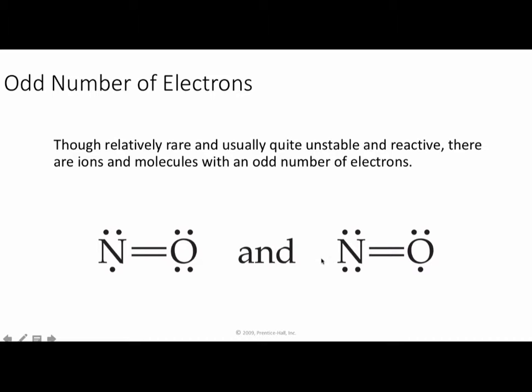Odd number of electrons: nitrogen monoxide. We know that this is a compound, right? They are fairly rare. They're usually unstable and reactive, but they do exist. So nitrogen monoxide could be drawn this way or could be drawn this way. I'll leave you to decide, using formal charges, which one you would make an argument for.